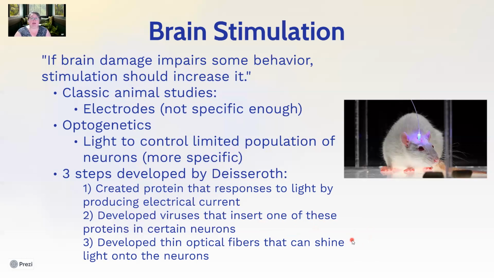So basically, people using optogenetics can be more confident by seeing this shine of light that they are capturing or measuring the activity in the neurons that they're trying to capture.